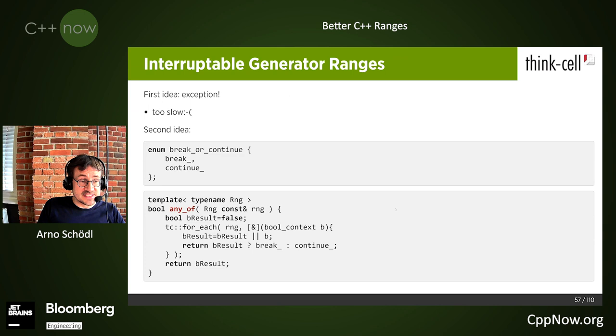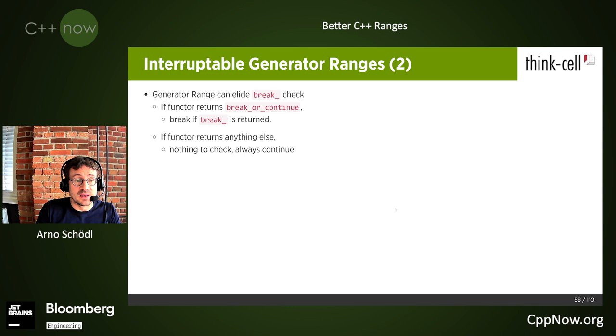Now, the nice thing is that we can wrap this break or continue into an integral constant. So you can have functions where at compile time you can find out whether they always continue. In fact, we have the semantics that if it returns anything but break or continue, that also means continue. So you can return a void, or you can return an integral constant continue, and then the compiler can find out this guy is never going to break. So I can elide the break check, and I don't lose anything in efficiency if I don't want to ever stop.